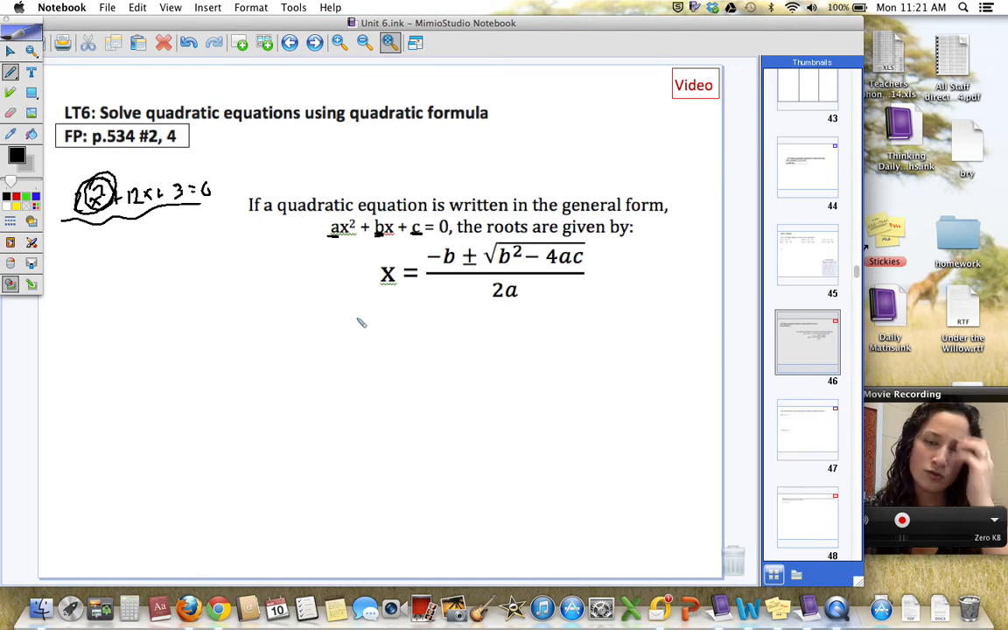When I was in high school, they taught us how to memorize this by singing it to the tune of Row, Row, Row Your Boat, and I'll do that for you now. Just remember, I'm not a great singer. So it would be x equals opposite b plus or minus the square root b squared minus 4ac all over 2a. So if that helps you memorize it, awesome.